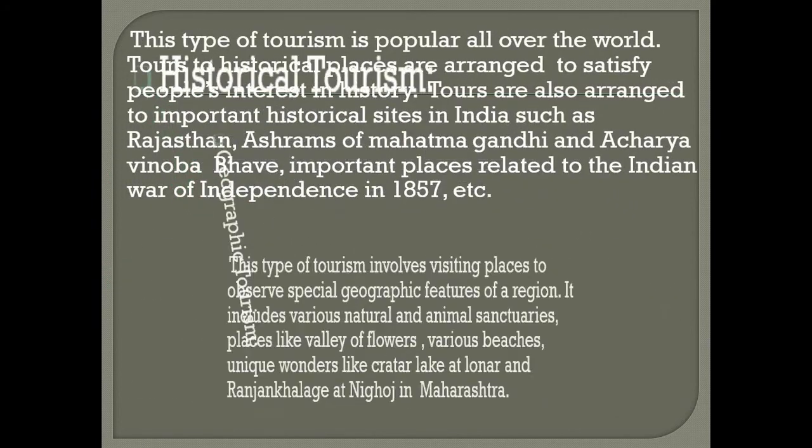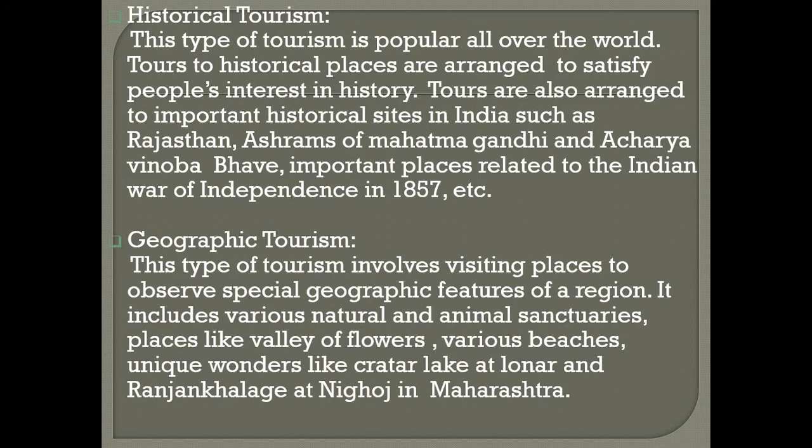The next type of tourism is historical tourism. This type of tourism is popular all over the world. The tours to historical places are arranged to satisfy the interests of people in history. Tours are arranged to important historical sites in India, such as Rajasthan, the Ashram of Mahatma Gandhi, Acharya Vinoba Bhave, an important place related to the Indian War of Independence of 1857.